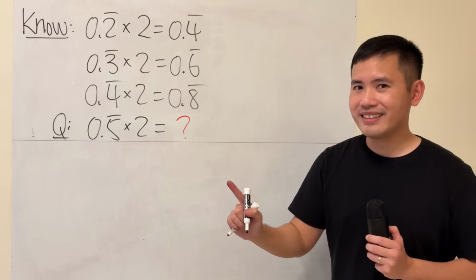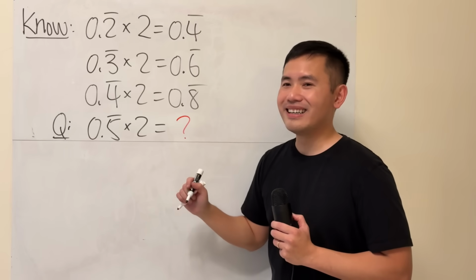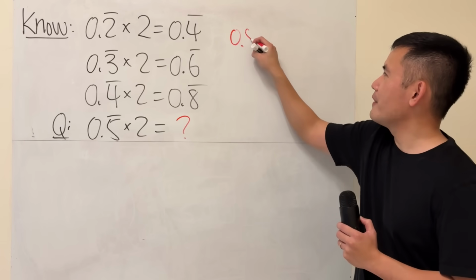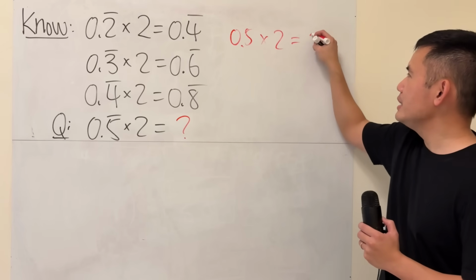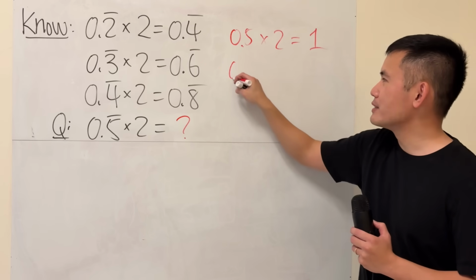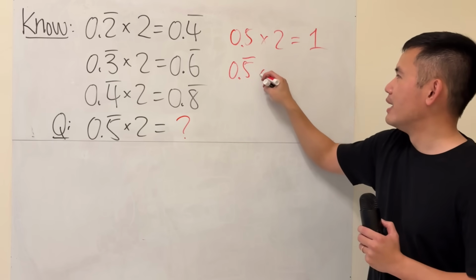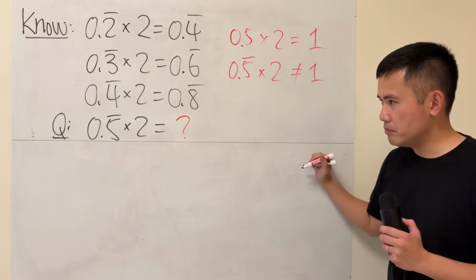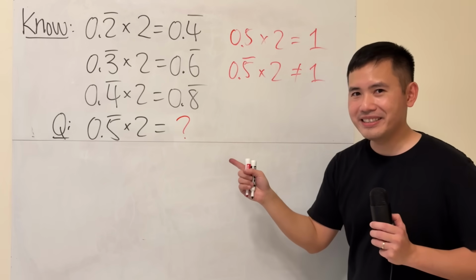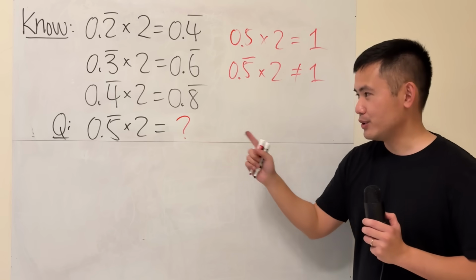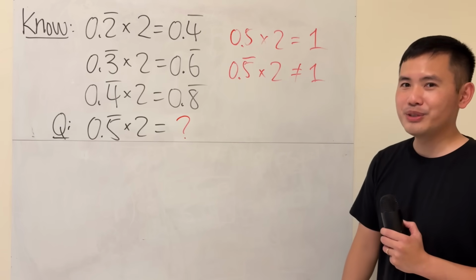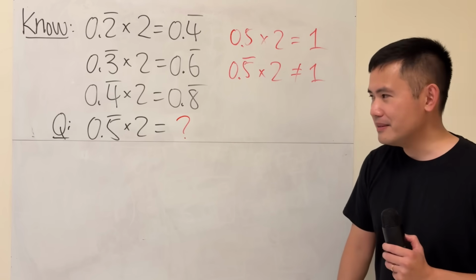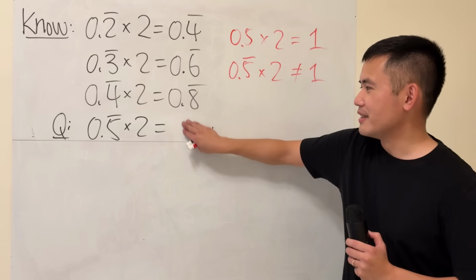Well, it's not 1 because it has a bar. Yes, 0.5 times 2 is equal to 1. But if you have 0.5 with the bar times 2, this is not equal to 1. So what's the answer? Go ahead and pause the video and try it first before you watch the solution. Done? Okay, I will tell you guys the answer now.